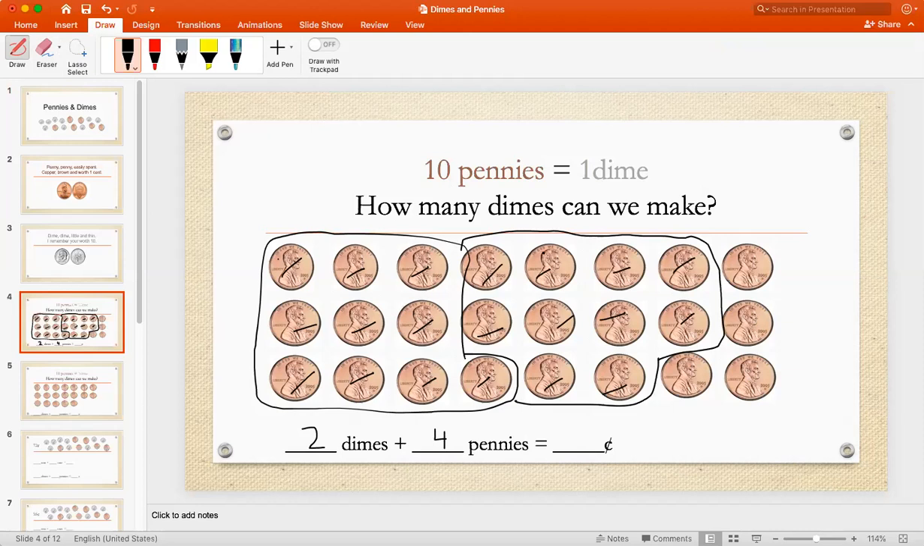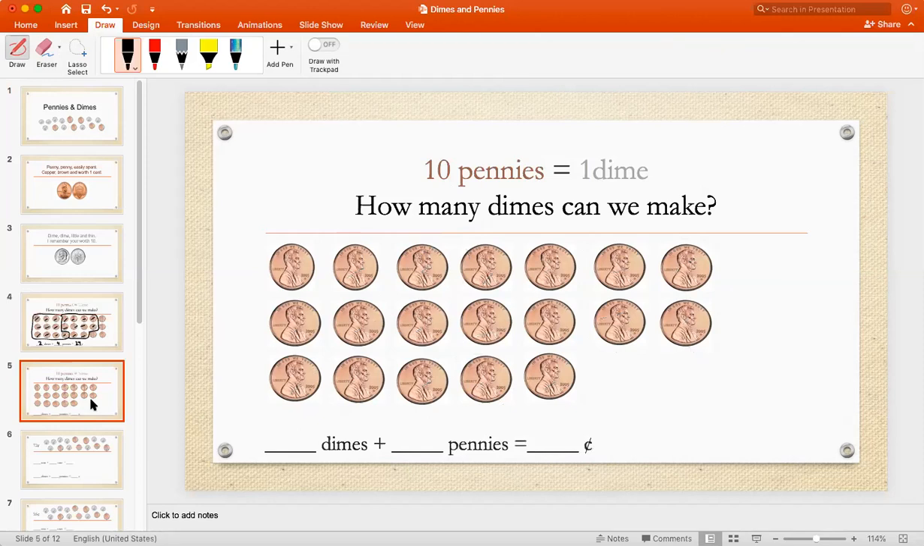Ready? 10, 20, 21, 22, 23, 24. So we have 24, and then this little symbol right here means cents. So 24 cents.